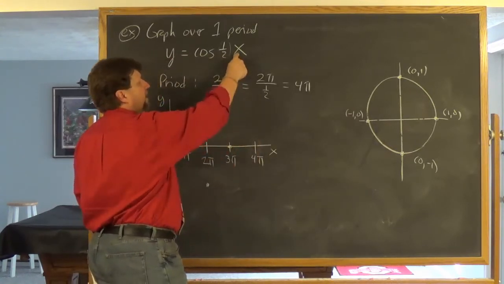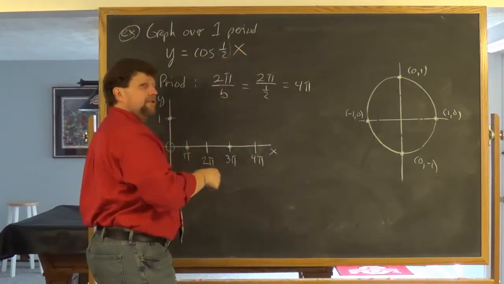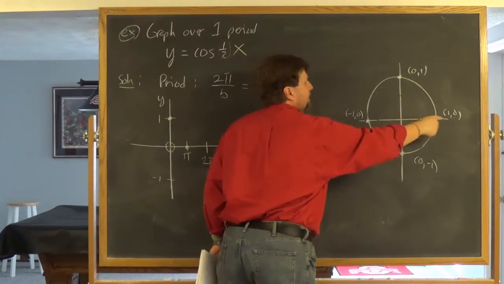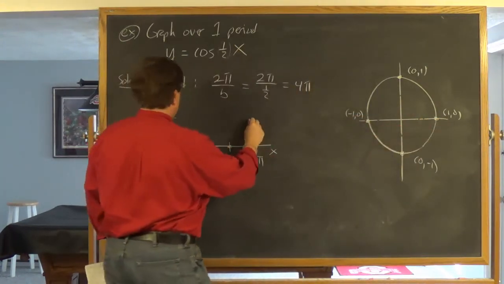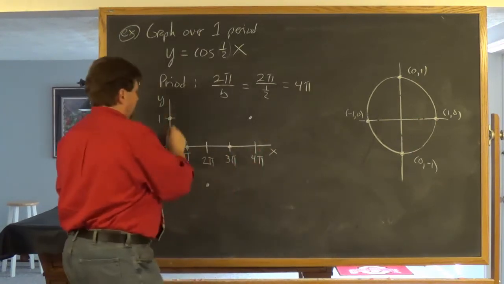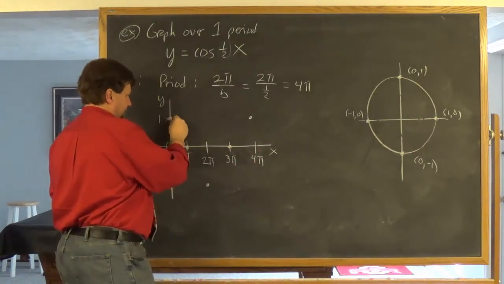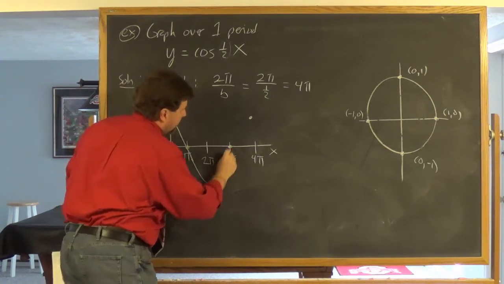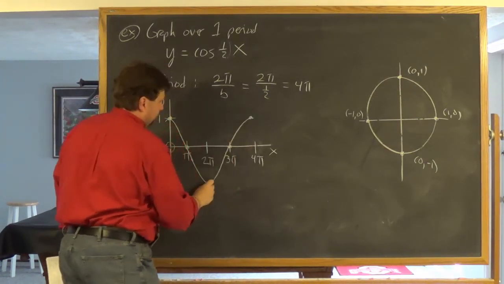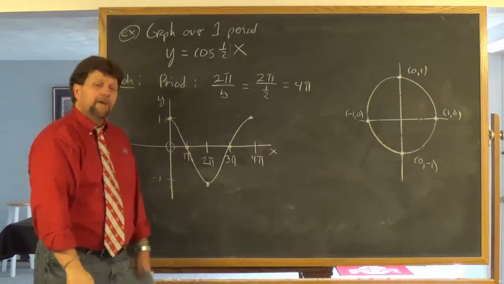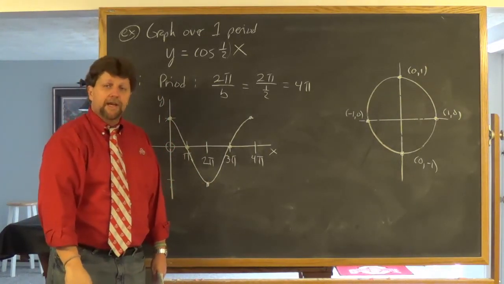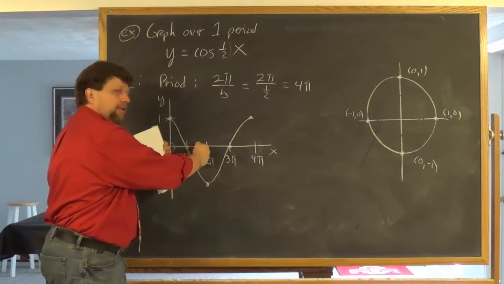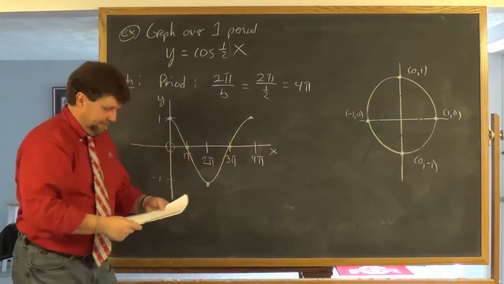Go ahead and put 4 pi in for x. 1/2 times 4 pi is 2 pi. To get the cosine of 2 pi, we go all the way around. Cosine of 2 pi is 1. Plot the point. And now we connect these 5 key points with a smooth curve. And we get a graph that looks something like that. That's the graph of y equals cosine 1/2 x. So it took the basic graph of cosine from 0 to 2 pi and just stretched it out.